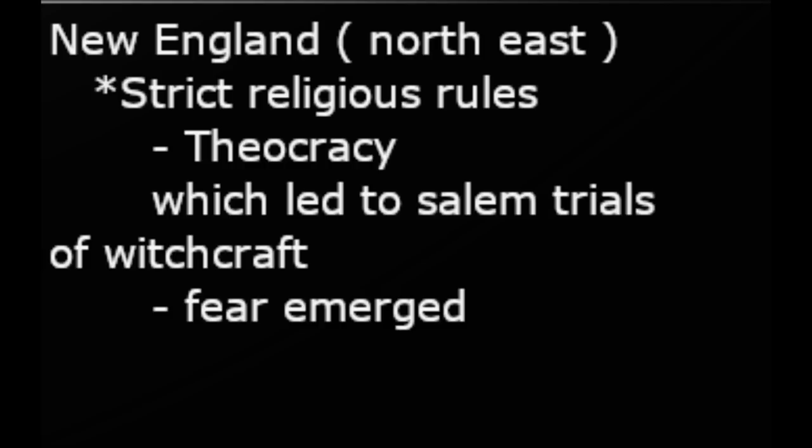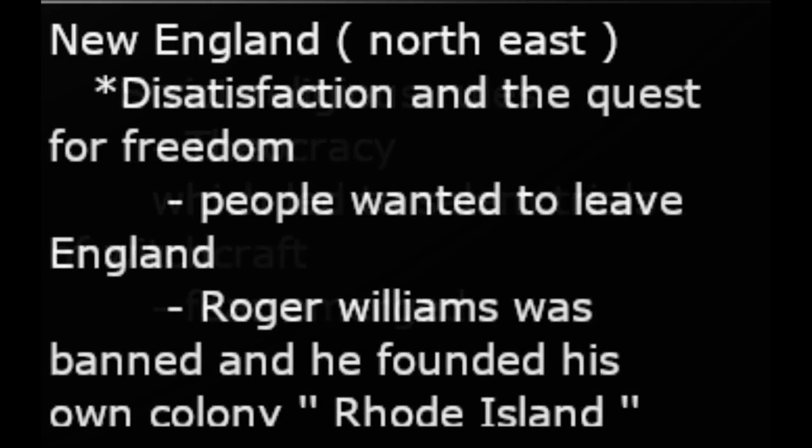Which brings me to the third point, which is dissatisfaction and the quest for freedom. So dissatisfaction, you're not satisfied about the situation in Massachusetts. You are afraid that one day you are going to be burnt alive just because some people suspected that you are dealing with the devil. So citizens did not like the situation at all, which is the absolutism of the Puritans.